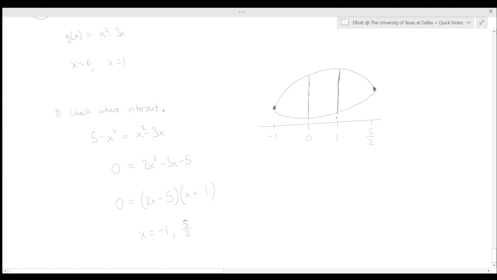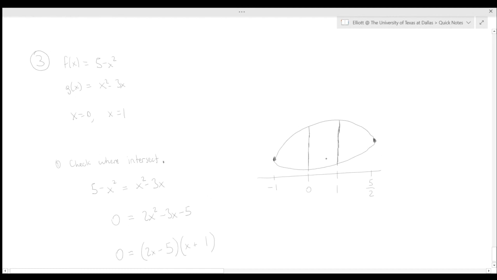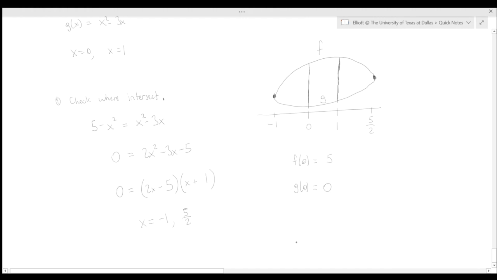One thing that you can do, in this case, is plug in either 0 or 1 or any number in between into the functions to see which one gave you the larger and which one gave you the smaller value. All right, so 0 is a nice number, so let's plug 0 into both f and g. So f of 0 is 5, g of 0 is 0. That tells us that f must have been on top and g must have been on the bottom. So we're going to calculate this area by doing the integral from 0 to 1 of f of x minus g of x. You evaluate this definite integral, and that will give you the area.